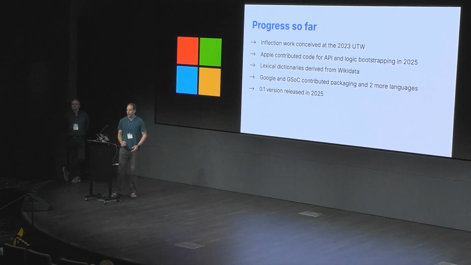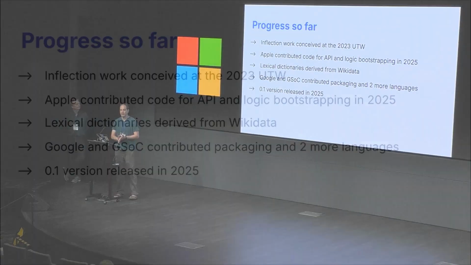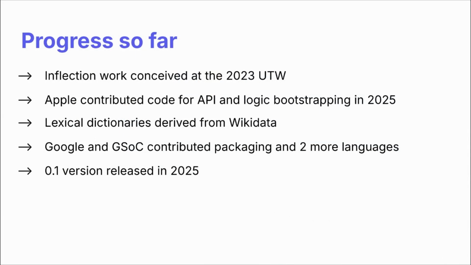So, progress so far. The Inflection project started in UTW 2023. Apple contributed code for API and logic bootstrapping in 2025. We started working with Wikidata, contributing dictionaries, cleaning up. So we are solely based on Wikidata. Please contribute.